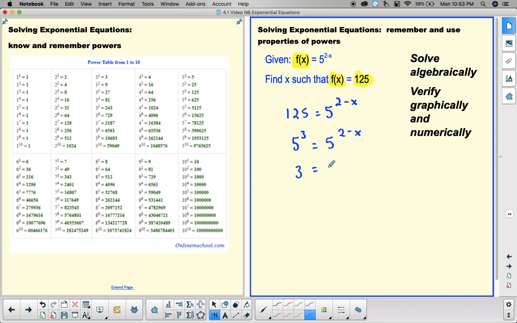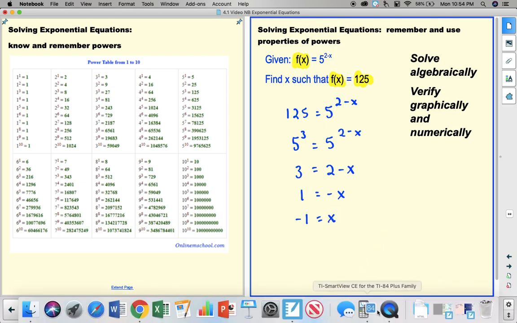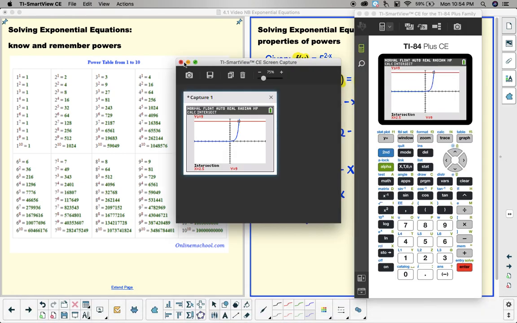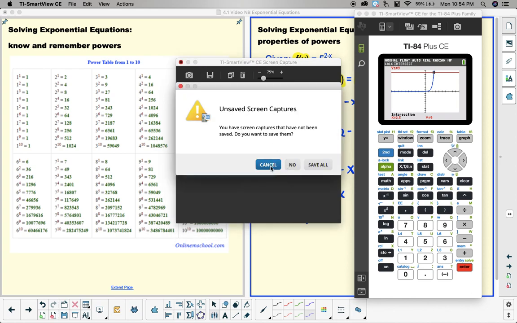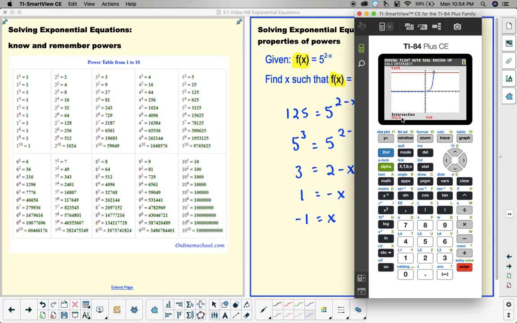So 3 is equal to 2 minus x. Subtract 2 from both sides, and I get 1 is equal to the opposite of x. Multiply both sides by negative 1, and I get negative 1 is equal to x. Let's verify graphically. And get rid of this, cancel. Let's say no. And so now my left-hand side is going to be 125.